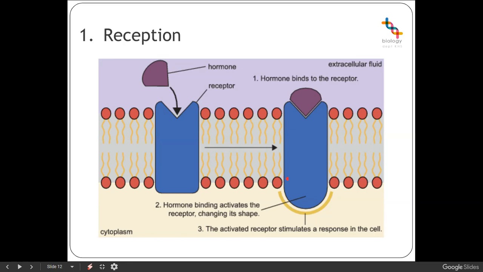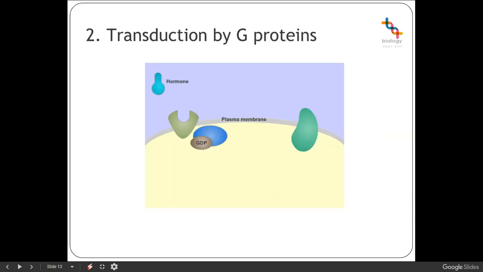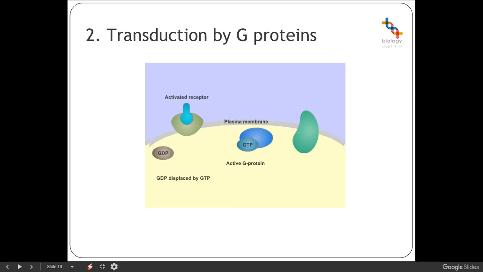by kinase enzymes. In transduction by G proteins, the G proteins are involved in relaying signals from activated receptors to target proteins. When we have the binding of the signal molecule to the receptor protein, that stimulates the subunit GDP to be displaced by GTP, activating the G protein, which is what's happened here. We've lost GDP, it's been replaced by GTP, and activated this G protein here.